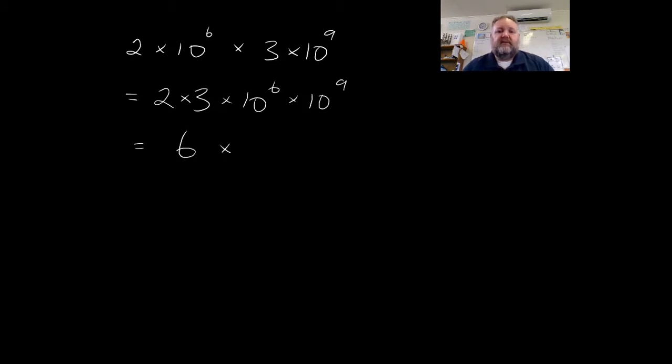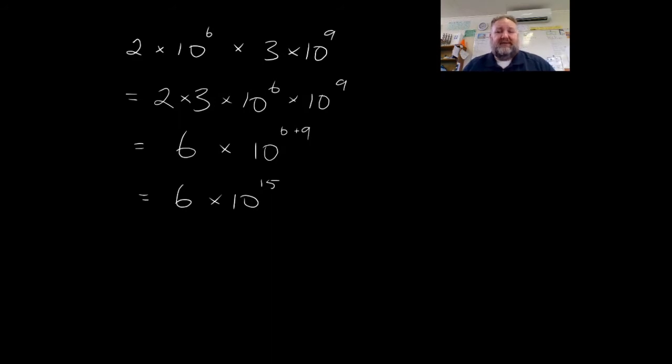And this bit, the 10 to the power of 6 times 10 to the power of 9, should, in your brain, set off a little light saying, hey, that's the multiplicative law. Both of the bases are the same, so I can apply that. And so let's do that. It'll be 10 to the power of 6 plus 9, which means that it'll be 6 times 10 to the power of 15. And we now have an answer to our initial expression.